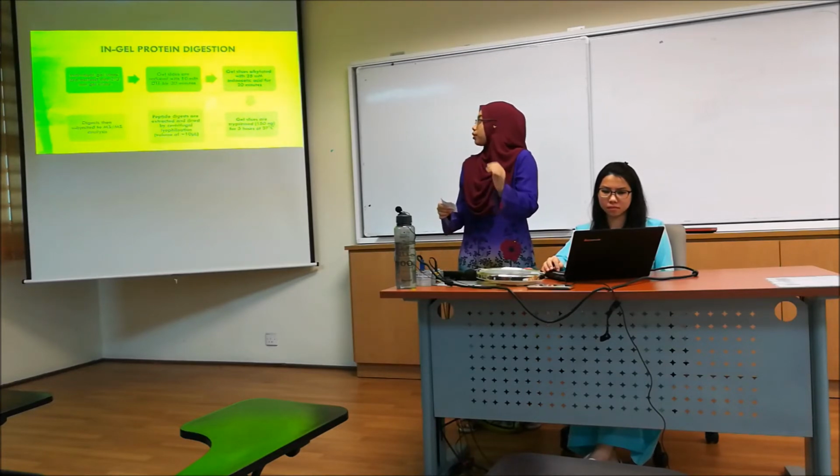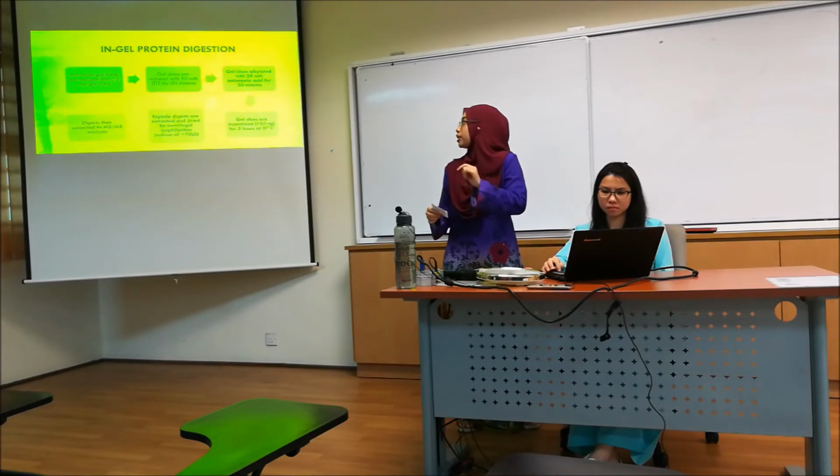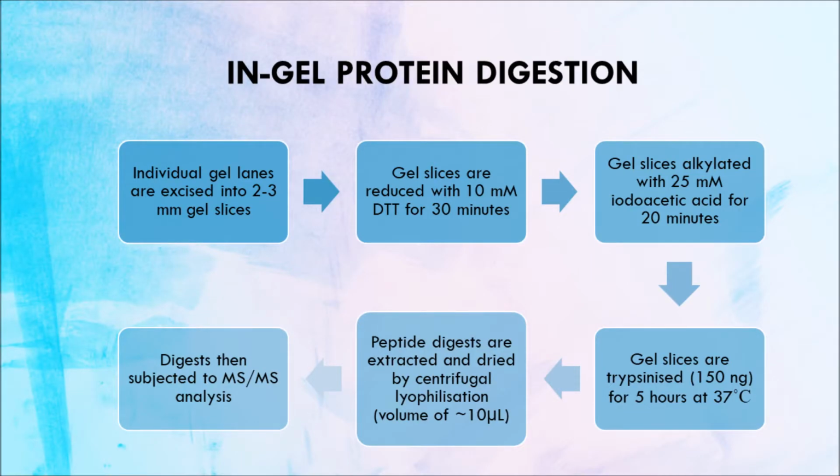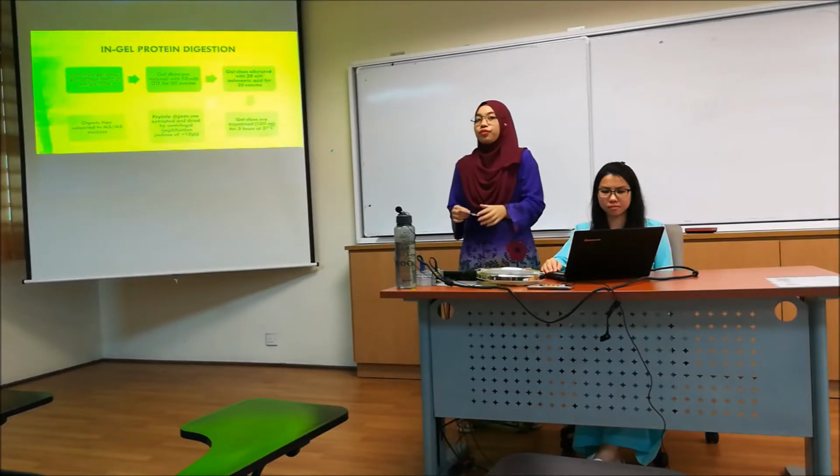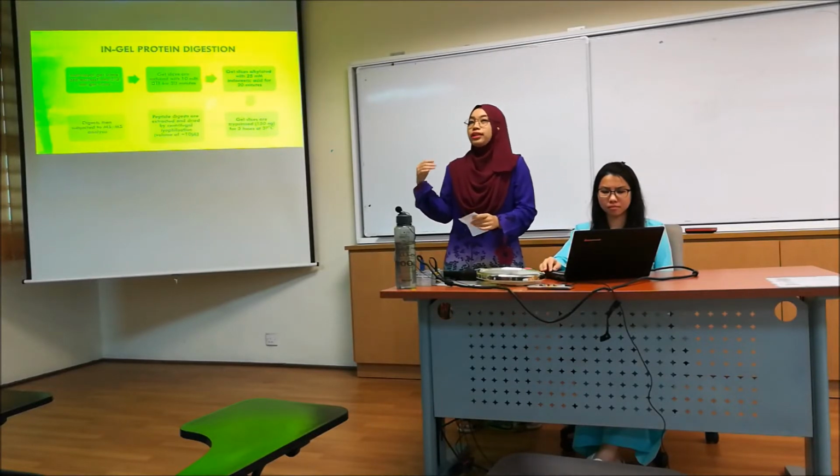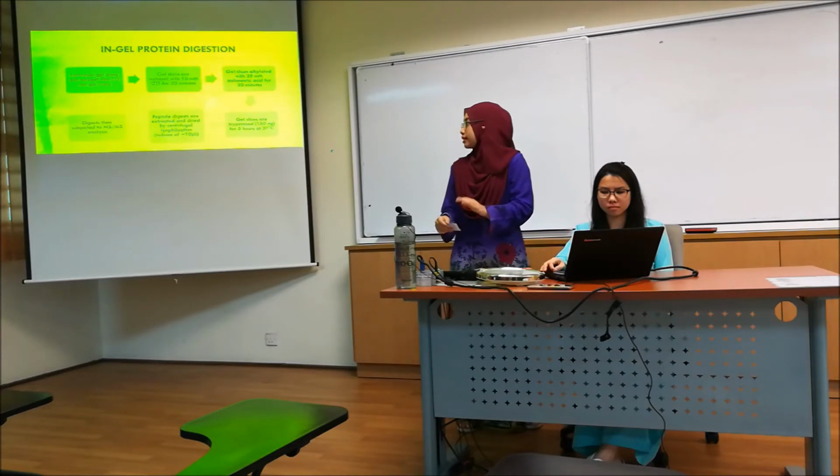Then those de-stained gel slices are reduced with 10 millimolar DTT for 30 minutes, in order to reduce the disulfide bonds present within the proteins. After the reduction step, the gel slices are alkylated with 25 millimolar iodoacetic acid for 20 minutes. This iodoacetic acid is used to prevent the disulfide bonds from reforming, because it reacts with the thiol groups in the amino acids.